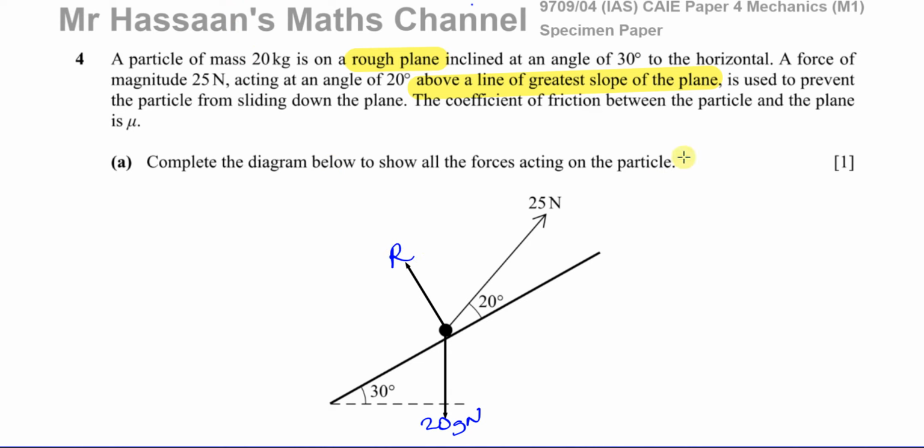Now, it mentions the force is used to prevent the particle from sliding down the plane, so we'll draw the frictional force acting upwards. So this is the frictional force. Those are the 3 forces, apart from the force they already told us, which are acting on the particle. So that's 1 mark for drawing those 3 forces.